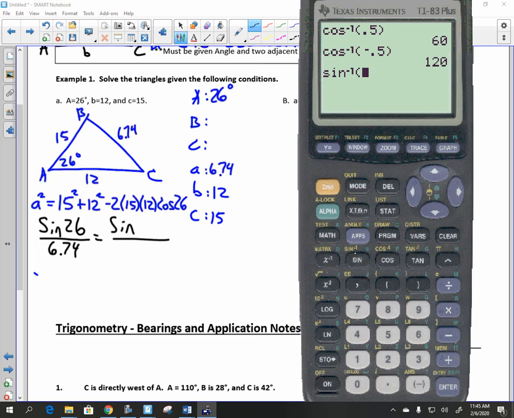You do sine inverse of 0.5, you get 30. You do sine inverse of negative 0.5, it gives you negative 30, whatever that means. It can't find an obtuse angle. So sine is great at finding acute angles, but not obtuse. So if sine can't find an obtuse angle, which angle should I solve for? B.